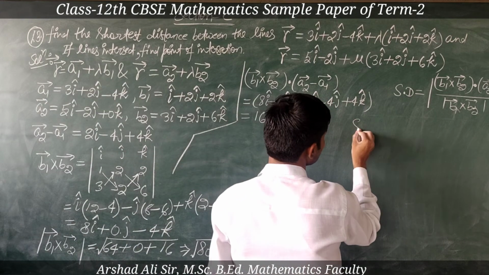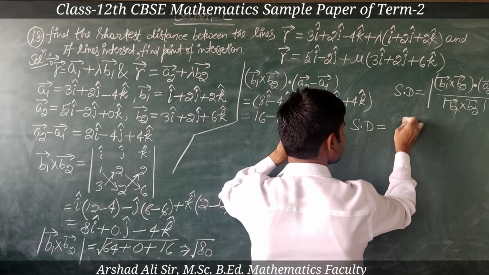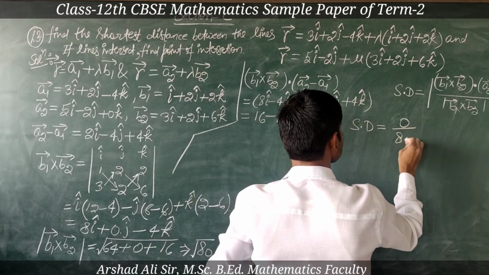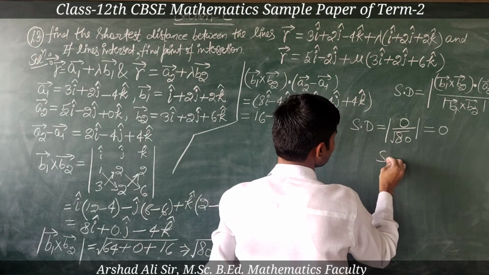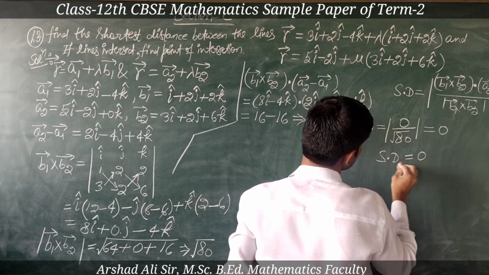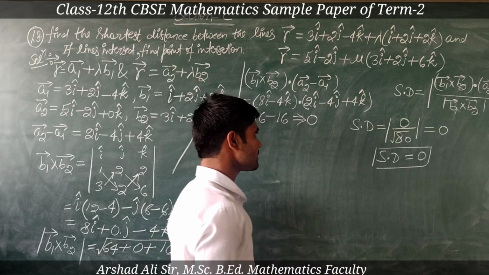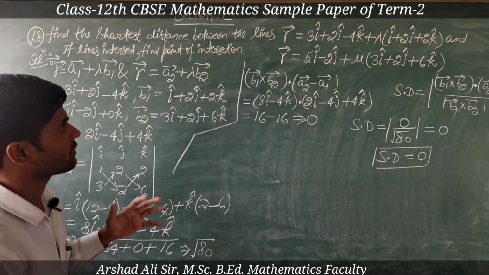So here we can put SD is equal to 0 upon the square root of 80. So the answer will be 0. Now here we can see clearly the shortest distance is 0. Shortest distance is 0. It means we can equate both the equations.